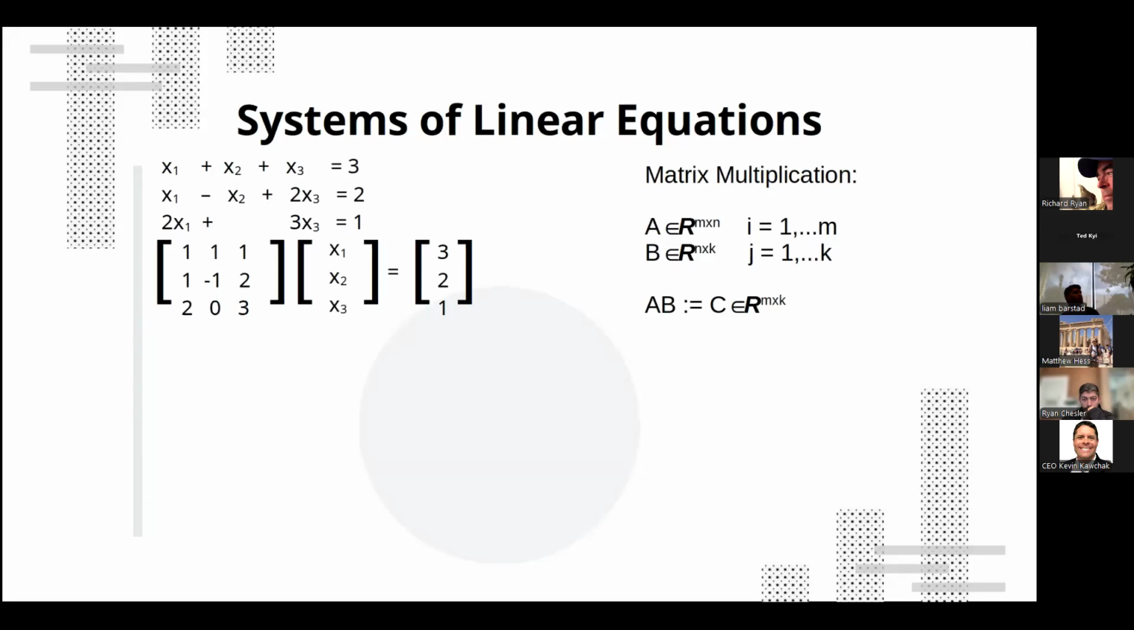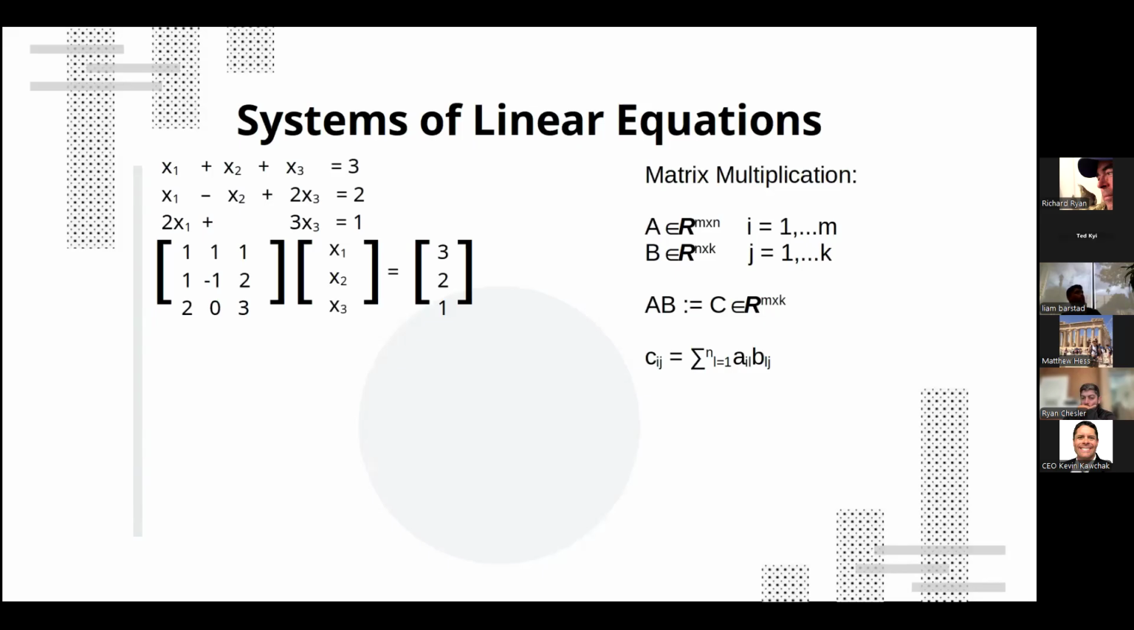So you have an A, which is an m by n matrix, and B, which is an n by k matrix, where the columns of the first matrix are the same number as the rows of the second matrix. And so we can define A times B is equivalent to C, which is a matrix which is m by k. It takes the number of rows from the first matrix and the number of columns from the second matrix. So in this case, it's 3 by 1.